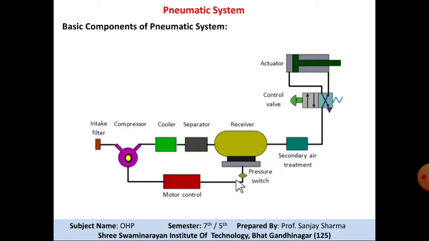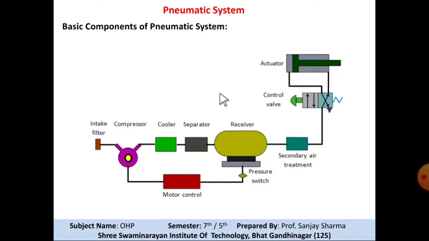The receiver contains a pressure switch which controls the supply and stoppage of the air. If pressure reaches the maximum limit, the motor control will operate and the motor of the compressor will stop, and if pressure drops to a particular limit, the motor control will again turn on the compressor to fill it. After that, from the receiver there is a secondary air treatment unit, through which air is supplied to the control valve, and from the control valve to the actuator where mechanical work is done. So this is the layout of a pneumatic system.